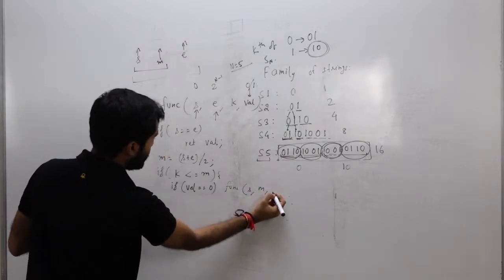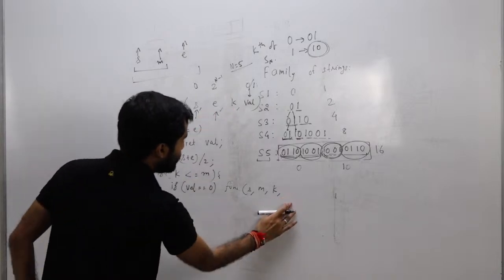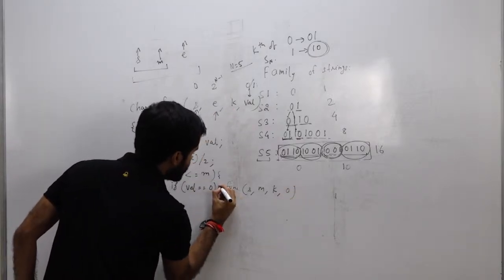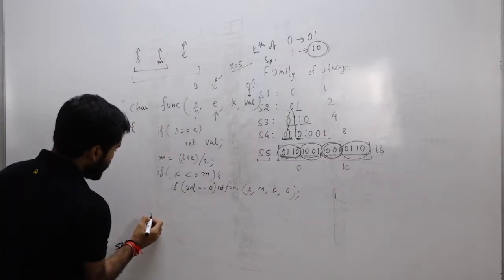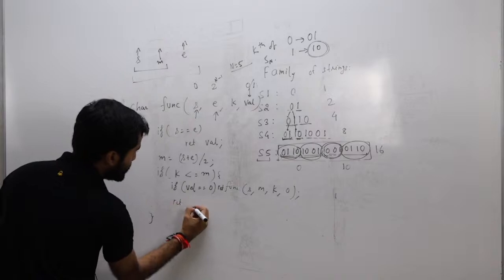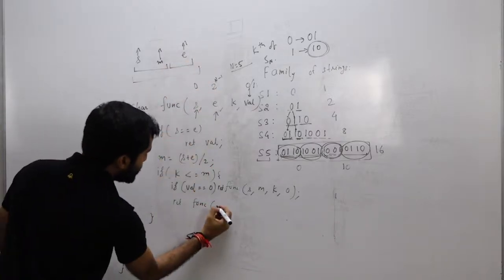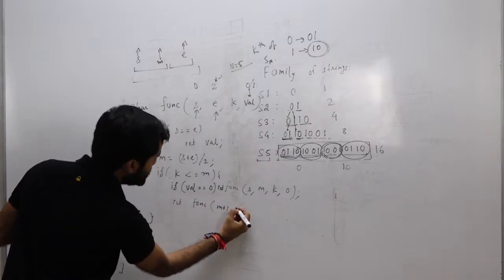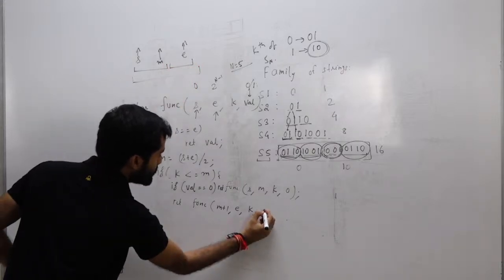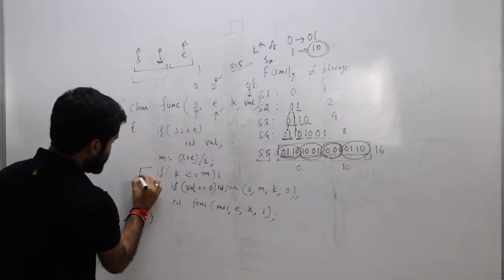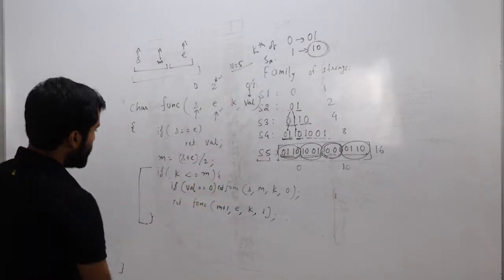The value of k will be exactly the same, right? And that val will be 0. So I'll return this thing. In the other case, what am I going to do? I am going to return func of, I am going to go in the right part, right? So my right part will be from m plus 1 to e, k will be as it is, and my right part denotes 1 now. So this is the condition that I have written when my k is smaller than or equal to m.